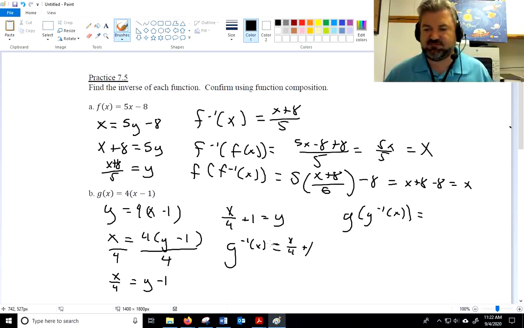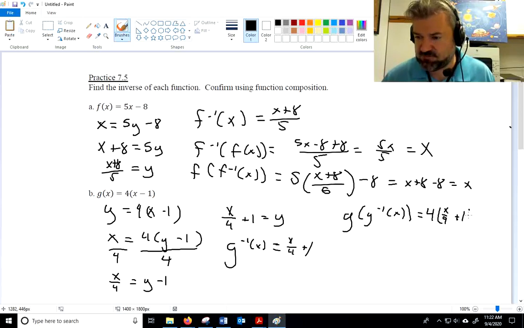So I need to put g inverse in for x in g. So I get 4 times x over 4 minus 1. And I'm sorry, x over 4 plus 1. And then I have a minus 1 from there. And so there we have it. So x over 4 plus 1 went in for x, and then I still have the minus 1 in the parentheses before. Okay, just double checking there.